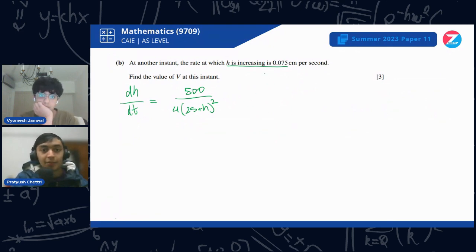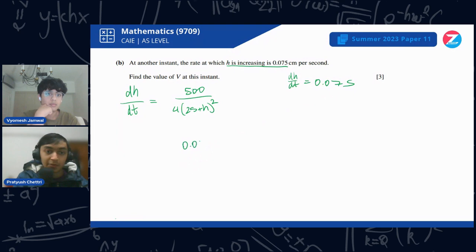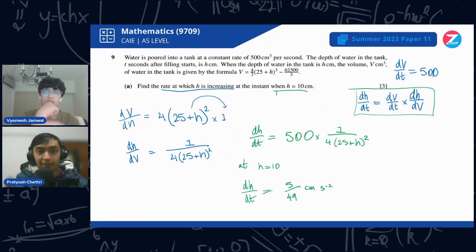Interesting question. What does that mean? Well, the rate at which h is increasing, dh dt, is equal to 0.075. Awesome. So what that means is 0.075 is equal to, I can just put it up there, honestly. 0.075. And I can solve for h to get the height. And using the height, I can then plug that into this to get the volume. That is my plan.